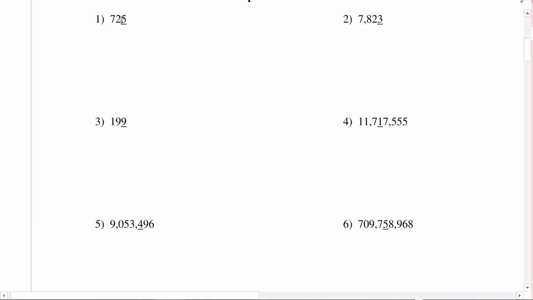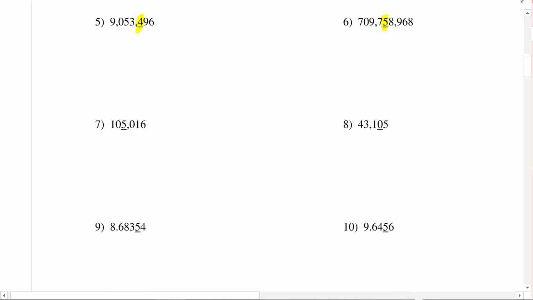For example, this one is the ones. This one is the ones. This one is the ones. This position here is the 10,000s. This position is the 100s. This position is the 10,000s, right? Because this is 58,968, so it's the 10,000s.